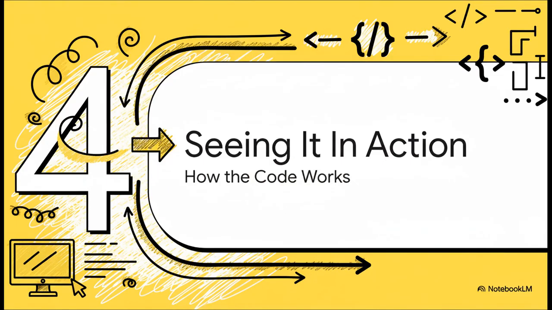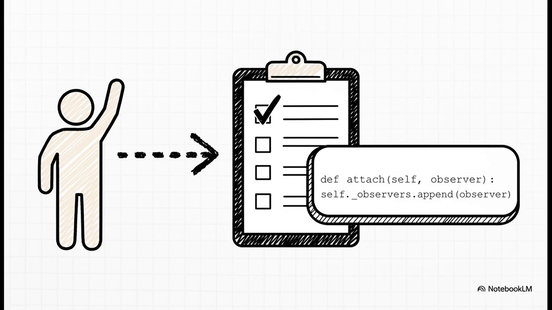Okay, so we've got the concept down. Now let's see how this beautifully simple idea actually looks in code. It's surprisingly straightforward. All right, step 1. A subscriber needs to tell the publisher it's interested. So the publisher has a method, usually called something like attach or subscribe. And all it does is add that new subscriber to a list it keeps internally. That's it. It's like you're just raising your hand and saying, hey, keep me in the loop on this.